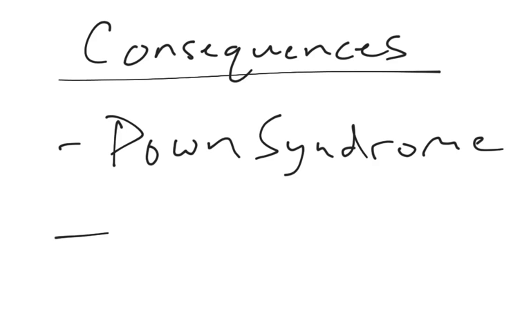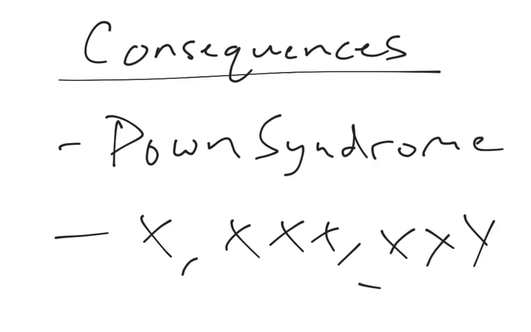It can happen in sex chromosomes as well, and you can get a variety of differences there. I'm not going to get into that, but you can get just an X. You can get 3 X's. You can get XXY, which is where you get a lot of males that end up having more estrogen than they're supposed to, and can get some more female characteristics. So it can affect a variety of chromosomes, and you can get a variety of disorders.